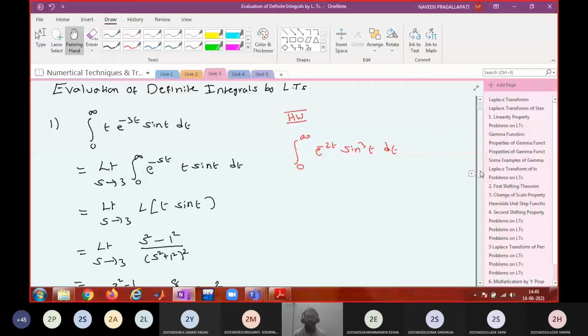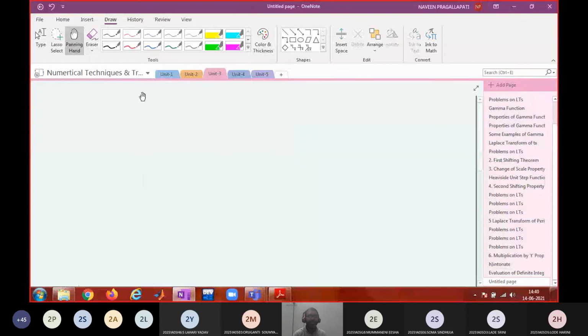Yes, sir. So property 6 is over. Property number 7. After the multiplication by t property, the next property would be the division by t property. Division by t.